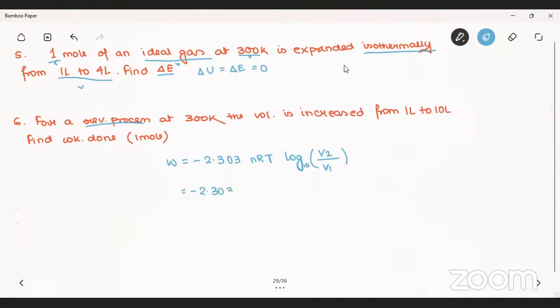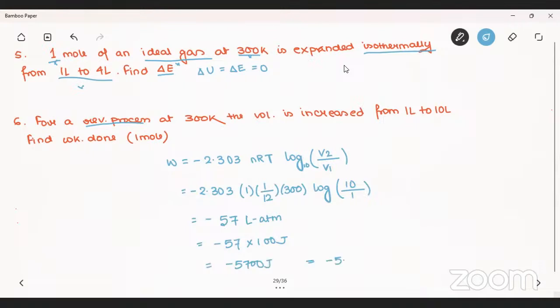Minus 2.303. n is 1. R is 1 by 12. T is 300. Then log of 10 by 1. So something will come like 57 liter atm. Then minus 57 into 100 joules. So minus 5700 joule. I'm just making an overall calculation.